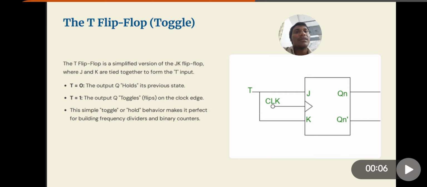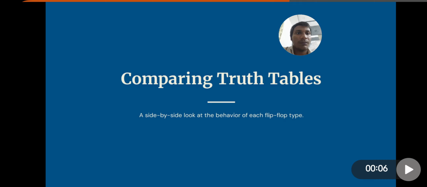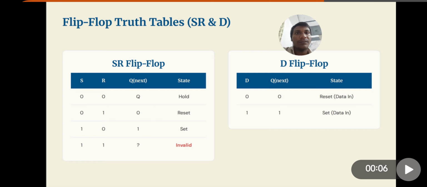Comparing the truth tables. A side-by-side comparison can be made for each flip-flop type: the truth tables of SR, D, JK and T flip-flops. Here we can compare them. In the SR flip-flop, when S is 0 and R is 0, Q holds. When S is 0 and R is 1, it goes to the reset state.